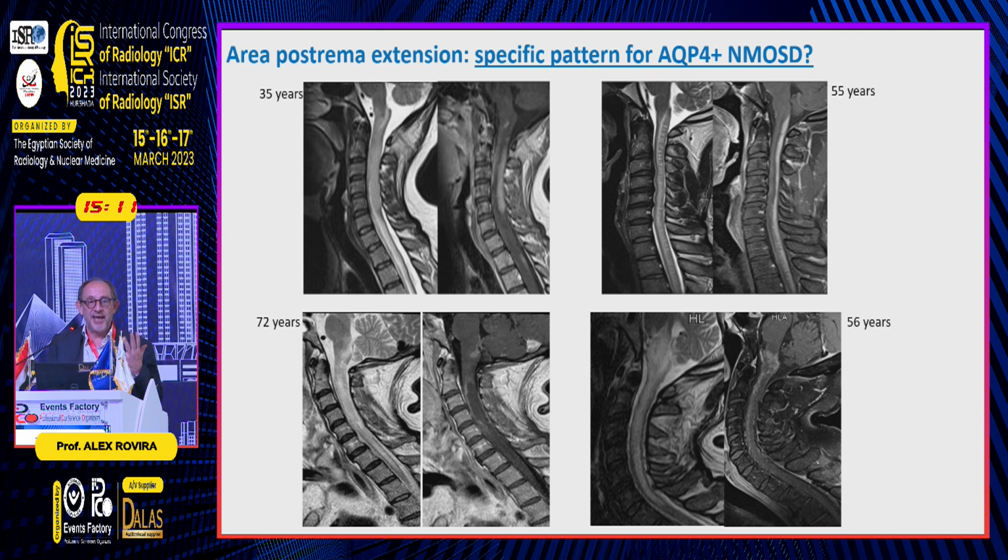The age. Age is extremely important, and in fact, whenever you see a patient over 50 years of age, you have also to consider alternative diagnoses. And in fact, these are the diagnoses. The first case was aquaporin 4. The second one is a B12 deficiency. This is a glioblastoma, and this is a dural fistula of the posterior fossa.